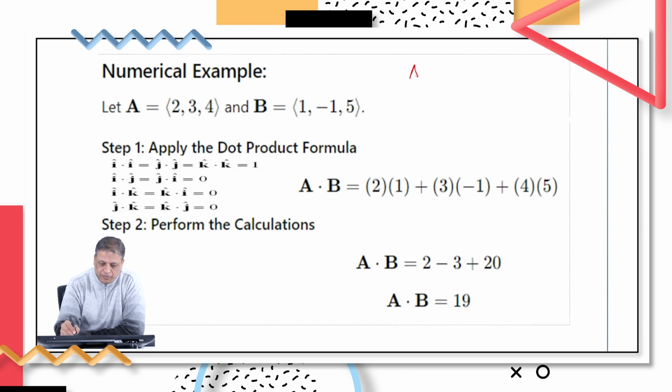Over here, a vector A is given to us as 2, 3, 4, and we express it in component form as 2i plus 3j plus 4k. We are given vector B, which is in this form, and this is nothing but 1i minus 1j plus 5k.